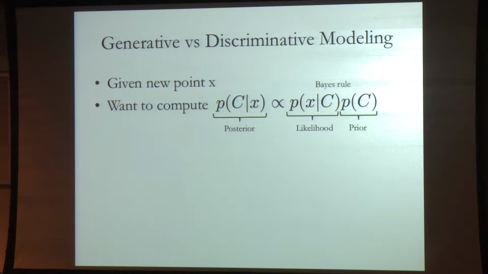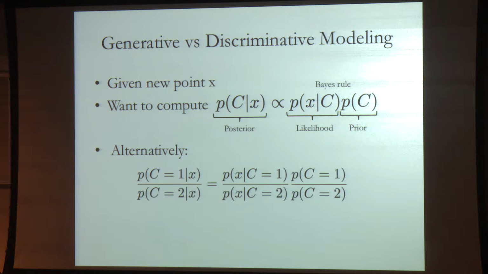And the reason is that if all you're interested in is trying to do a classification, we'll talk about other problems beyond classification in just a moment. But just for classification, you can get away with computing essentially a ratio here between these two probabilities.